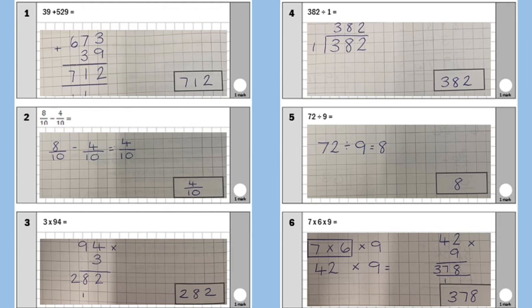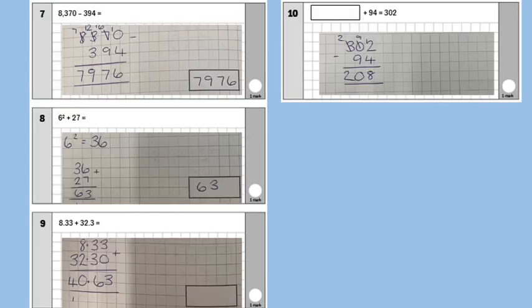So number 6, we've got 3 numbers here that are being multiplied together. I've started by multiplying the first 2 numbers together, which is 7 and 6, and given the answer 42. I then have to multiply that answer by 9. So what I've done is I've written a method at the side. Again, you could have partitioned or you could have done this in your head if you were confident to do so.